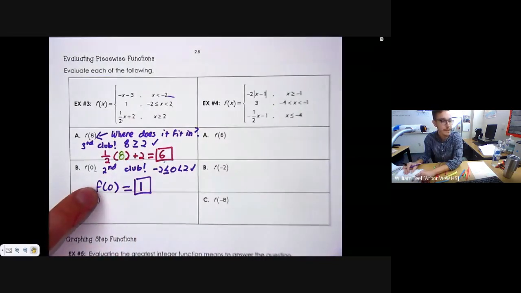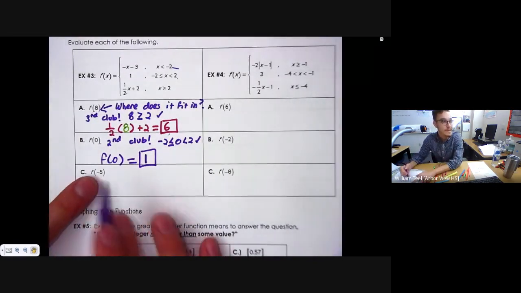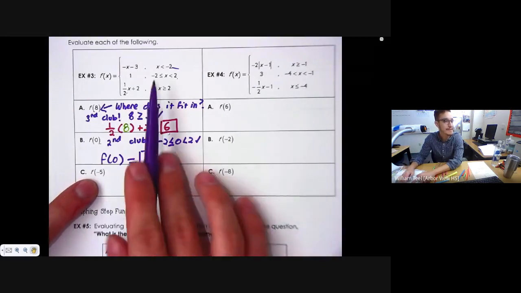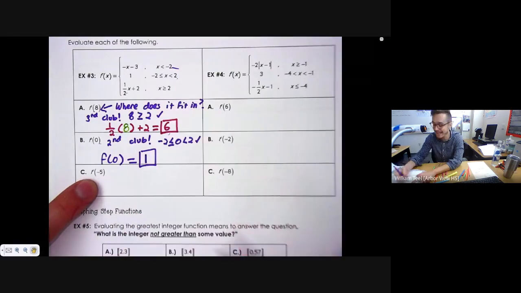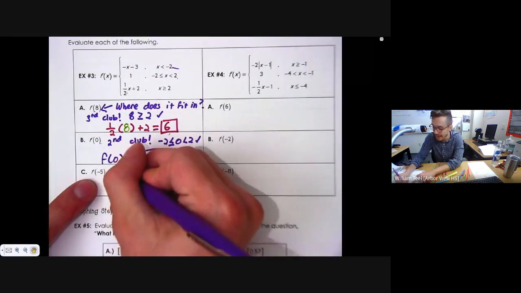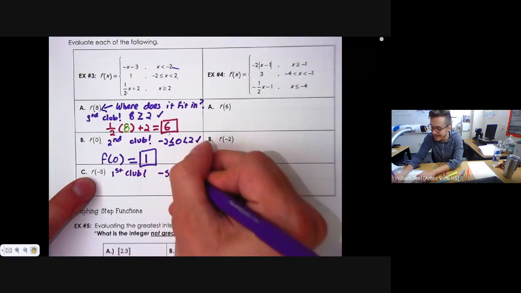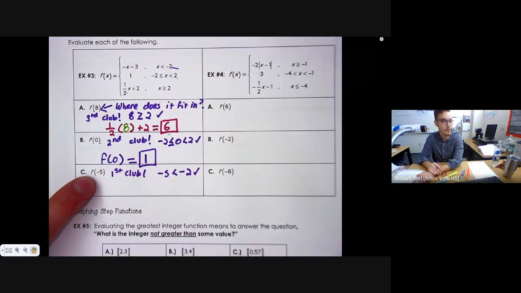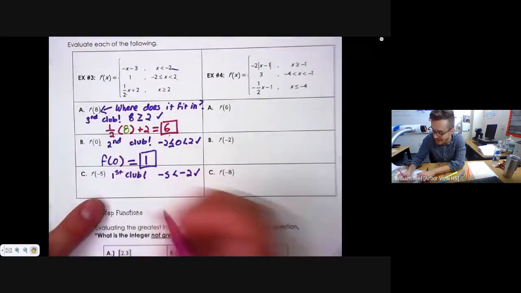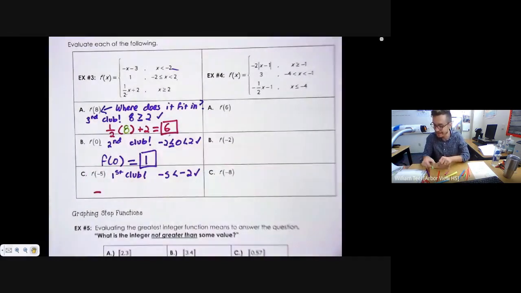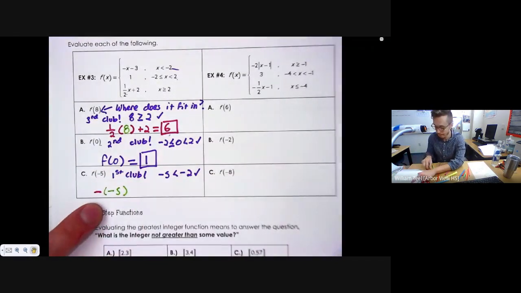Looking at part C, f of -5. Let's figure out which club this fits into. Does it fit into club number 1? Is -5 less than -2? Well, yes, it is. So this is in the first club because -5 is less than -2. So we're going to plug this into the first club. The first club's equation is -x. So instead of x, I'm going to write -5 minus 3.